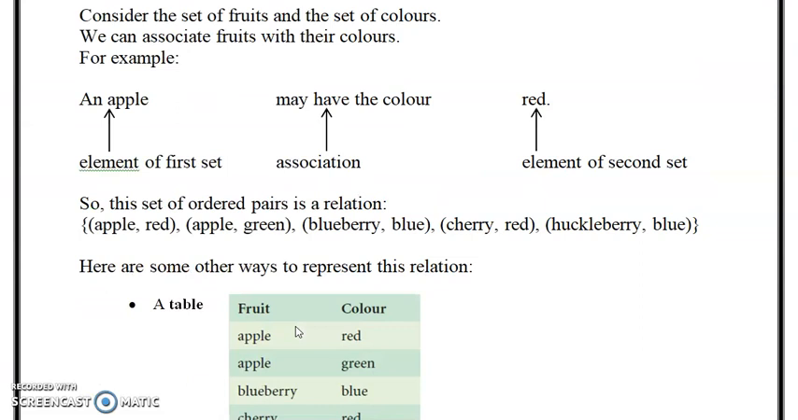So to get an idea and a feel for this, we're going to use an example they provided us with. Consider the set of fruits and the set of colors. We can associate fruits with their colors. For example, an apple, that's an element in the first set. It may have a color, that's the association between the two sets. And red is the element of the second set. So this set of ordered pairs in the relation looks like this: apple, red; apple, green; blueberry, blue; cherry, red; and huckleberry, blue.